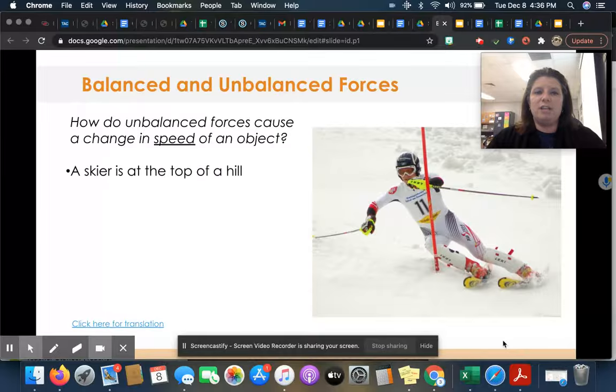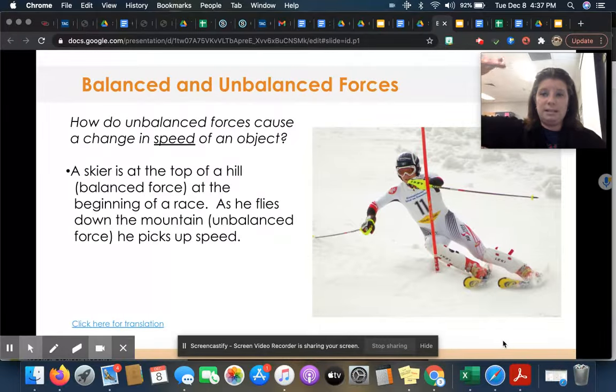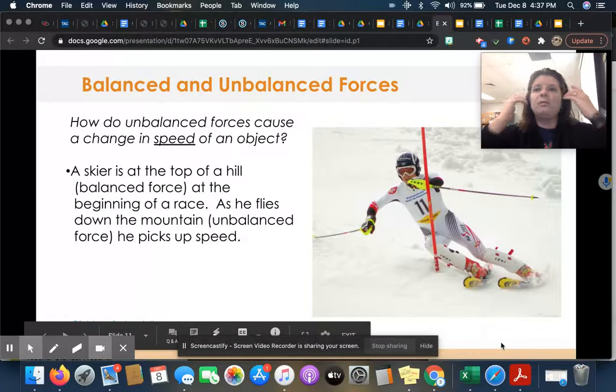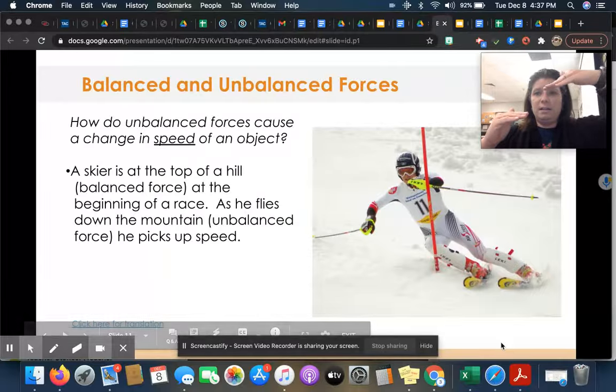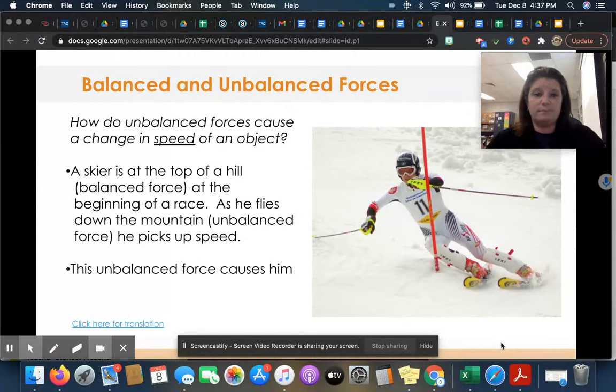How does it cause a change in speed of an object? Well, as the skier is at the top of the hill again, remember, not moving, balanced, and he starts to go down the mountain, he's in an unbalanced force. He's going to gain speed because now gravity is going to pull him down faster compared to the force that he applied, okay? So remember what we talked about, if I have a force of movement that's going in the same direction, it's going to actually increase in speed. We talked about that yesterday. So this unbalanced force causes him to change his speed.